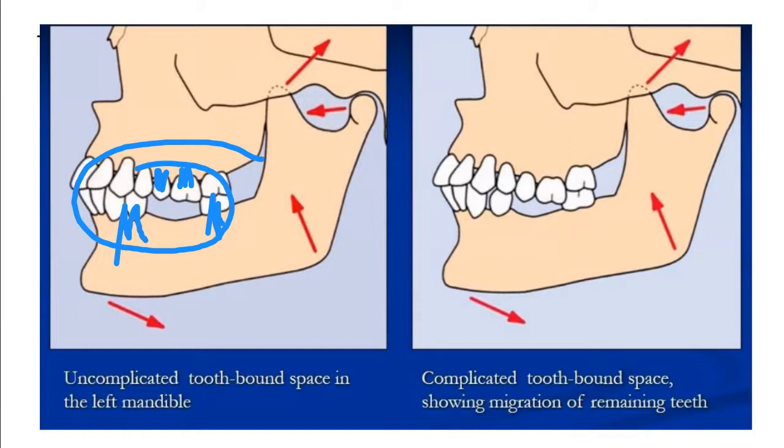But you have a situation wherein you have a complicated zone wherein you have a supra-eruption of these two teeth, and this zone is slightly compromised because there is migration of the lower anteriors towards this edentulous area, and even the molar is slightly tilted towards the edentulous area. So this is a complicated tooth bound space showing migration of remaining natural teeth, right?